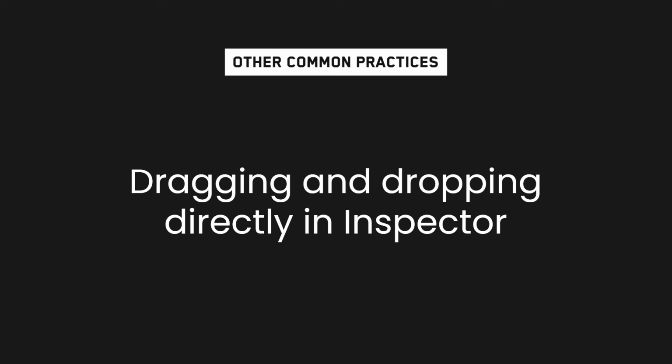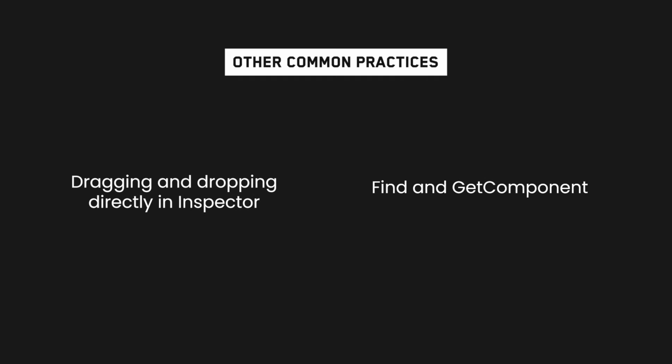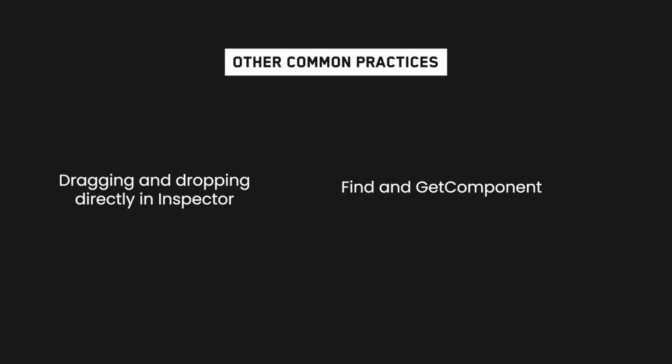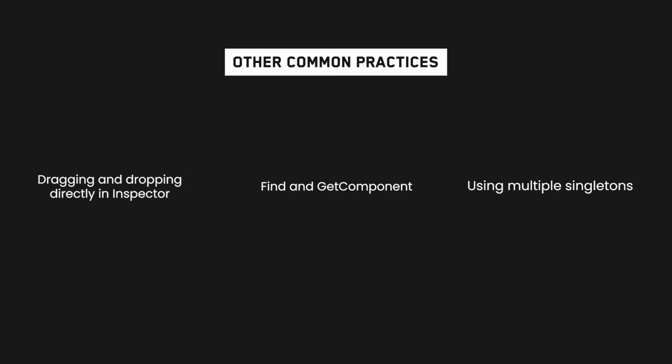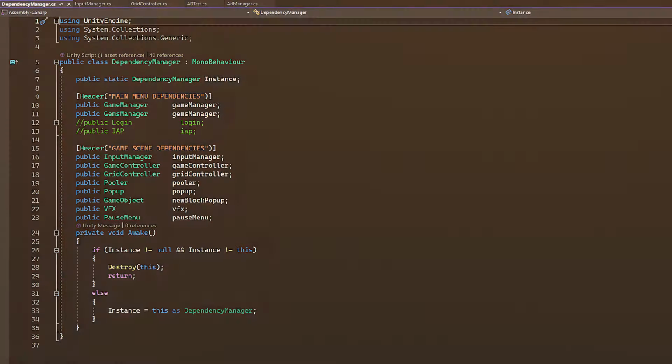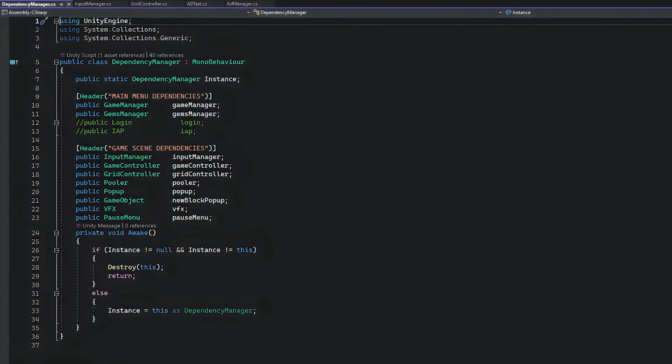Before the introduction of dependency managers, common practices included dragging and dropping variables directly in the inspector, which can be time-consuming and frustrating with a high number of references. Another approach involved frequently using methods like Find and GetComponent, leading to performance overhead from runtime searches and tightly coupled code. Alternatively, using multiple singletons could complicate your game, especially when these singletons are needed in subsequent scenes or vary between instances in each scene. As a better solution, a dependency manager holds all necessary references for a particular scene.